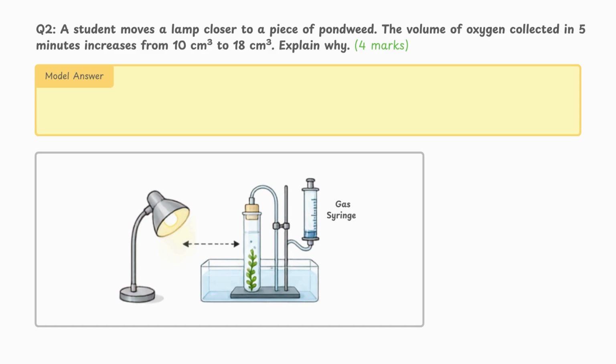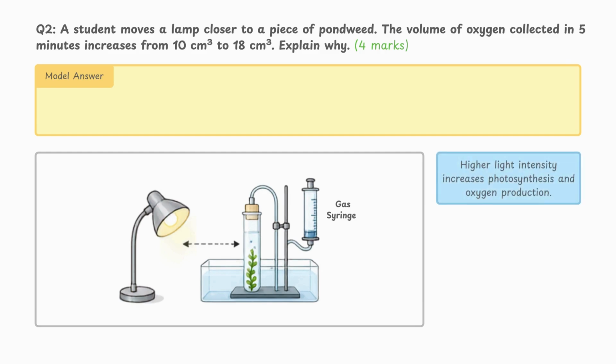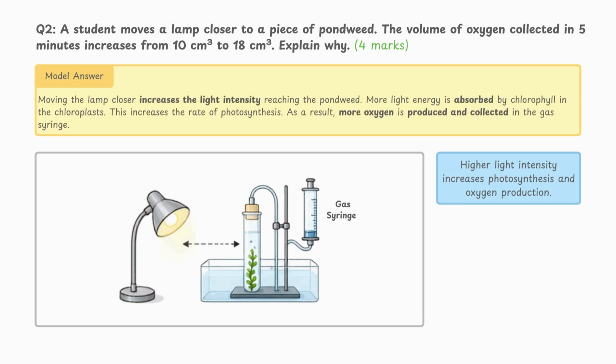As the lamp gets closer, more oxygen is produced and collected. The key idea is higher light intensity increases photosynthesis and oxygen production. Final answer. Moving the lamp closer increases the light intensity reaching the pondweed. More light energy is absorbed by chlorophyll in the chloroplasts. This increases the rate of photosynthesis. As a result, more oxygen is produced and collected in the gas syringe.